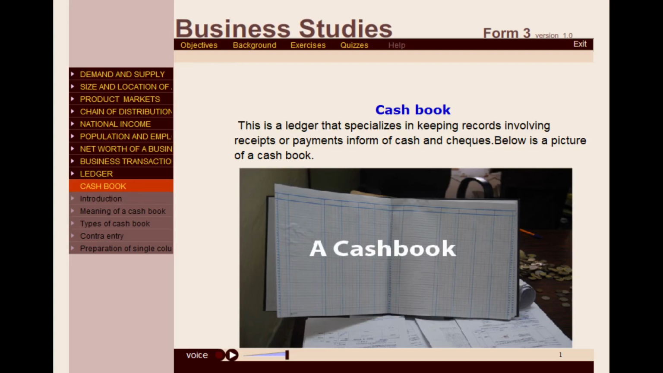Records involving a cash book. This is a ledger that specializes in keeping records involving receipts or payments in the form of cash and checks. Below is a picture of a cash book.